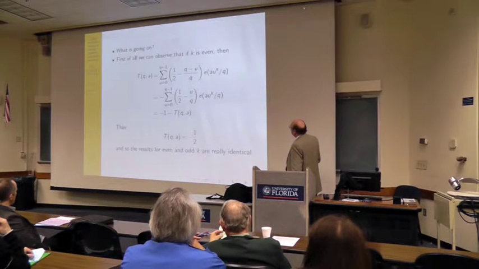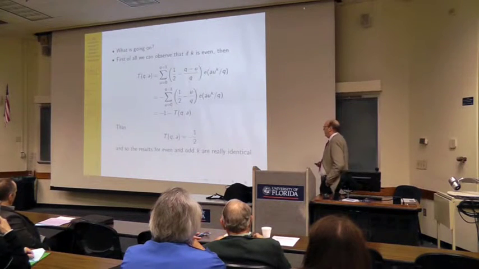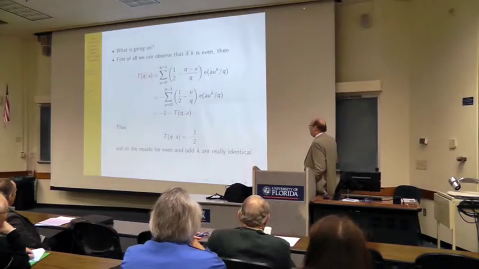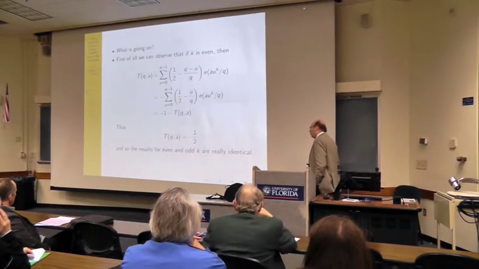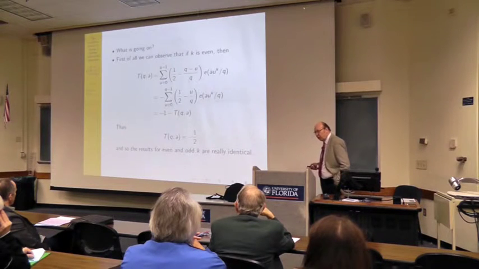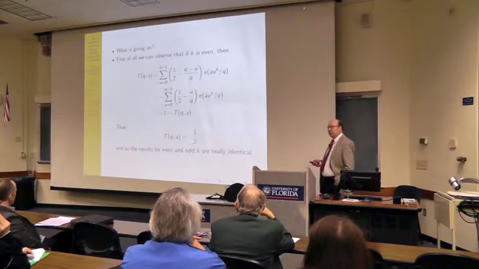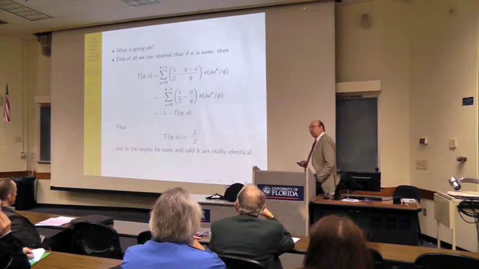So if you replace u by q minus u, you can see that you get this relationship. And so in the case k is even, it's a rather simple sum. And if you insert this fact into the first theorem I showed you, you get the second. It transpires that the two theorems are identical.